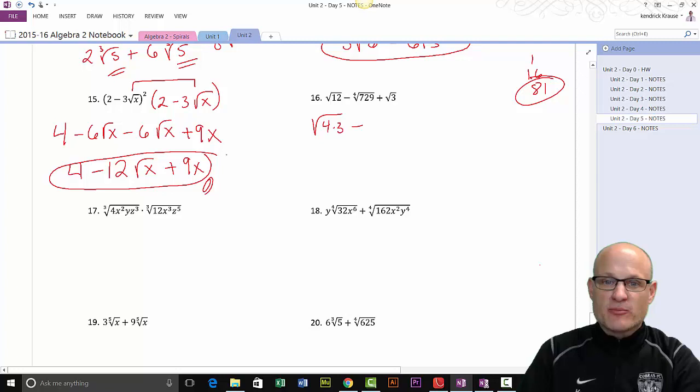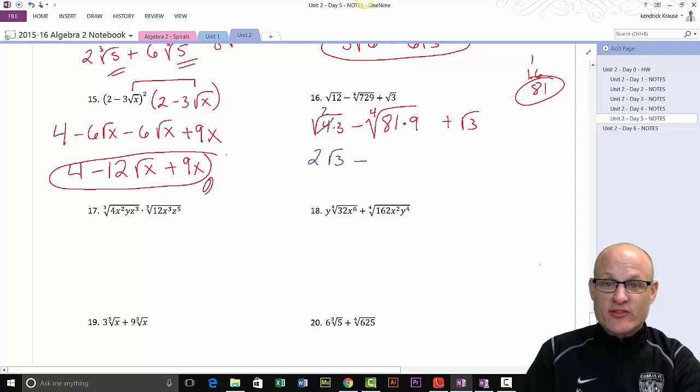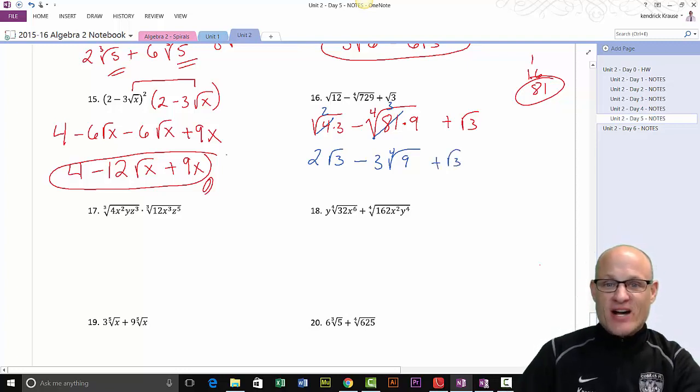And don't get confused. 9 is a perfect square, but not a perfect fourth. So this is 81 times 9. Be careful. Plus radical 3. Now, be careful what you can take the cube root of and the square root of and all that. The square root of 4 is 2, so this becomes 2 radical 3 minus the fourth root of 81, which is 3. So this is minus 3 fourth root of 9. Don't simplify that 9. That's why I put that fourth root of 9 in there, plus radical 3.